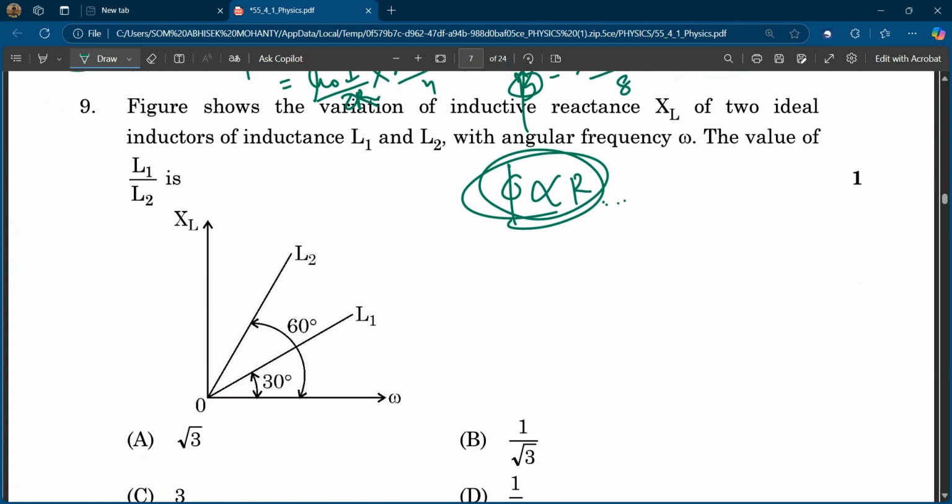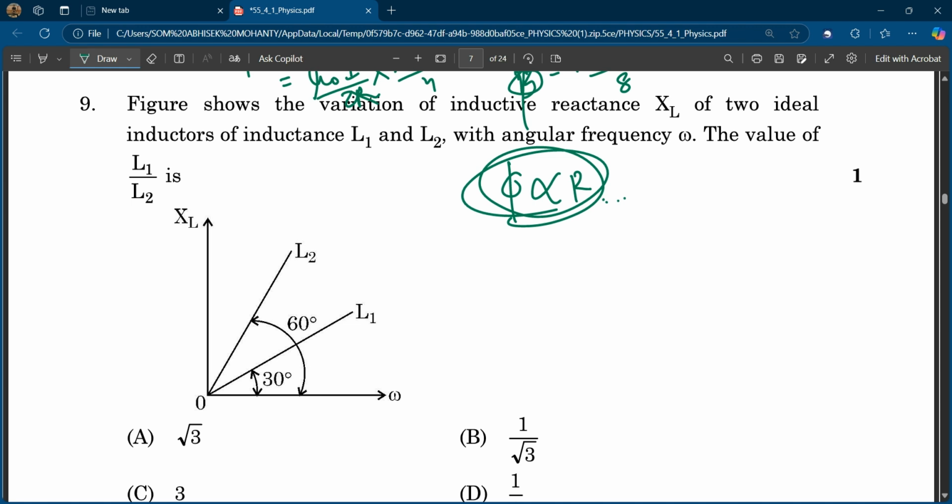Next question. The figure shows the variation of inductive reactance XL of two ideal inductors of inductance L1 and L2 with angular frequency omega. The value of L1 and L2.